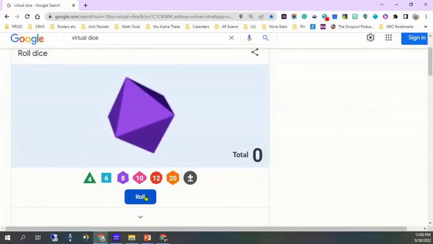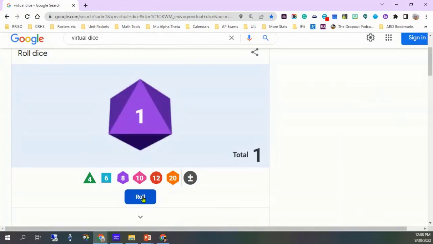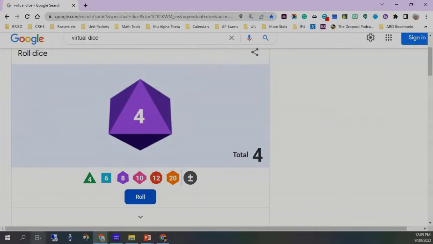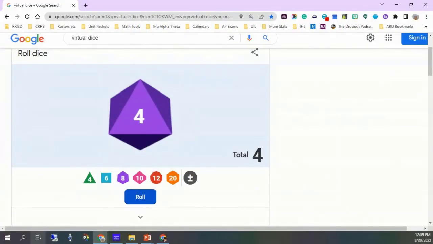All right, so lucky table is table 1. Share your name because everyone's still learning everyone's names, and whether you think you can or cannot compare SAT and ACT scores. Because they're very different tests. You agree?